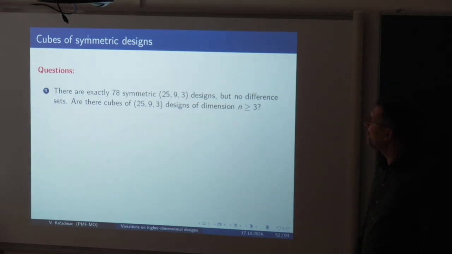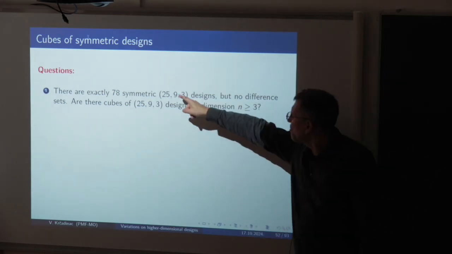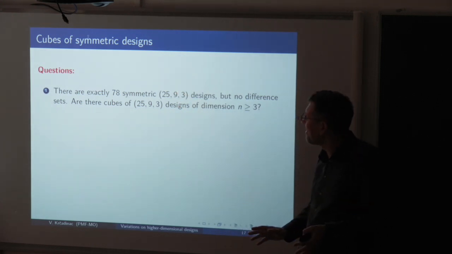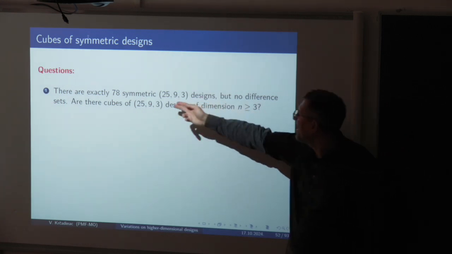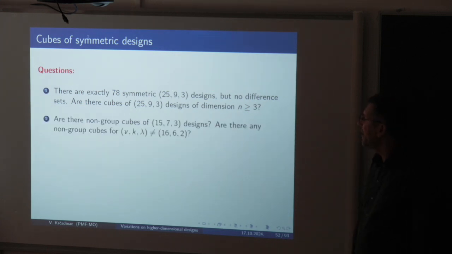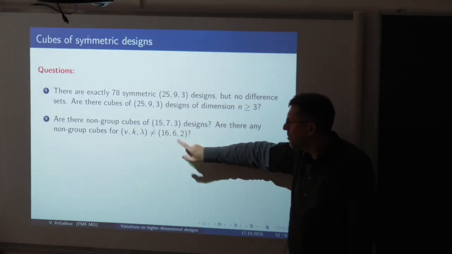Now, open questions. The most annoying parameters are 25, 9, 3. Because there are no difference sets there, you cannot use our construction, and we don't know whether there are any designs. Of course, there are designs, but are there any cubes of dimension 3 or more? Actually, we don't have any non-group cubes. For group cubes, you do need groups and difference sets. Except for these parameters, we don't have any examples.